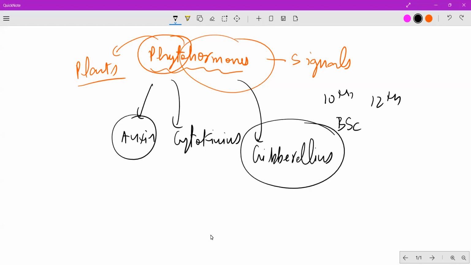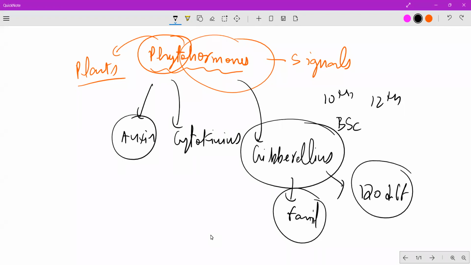Let me tell you, gibberellins, it's not a single hormone. In fact, gibberellins are a family. They are a family of hormones. We know we have more than 120 different kinds of gibberellins. Do you know that? We have more than 120. That's what we write as GA1, you must have heard of GA3, GA2. So there's a lot of diversity which is present.